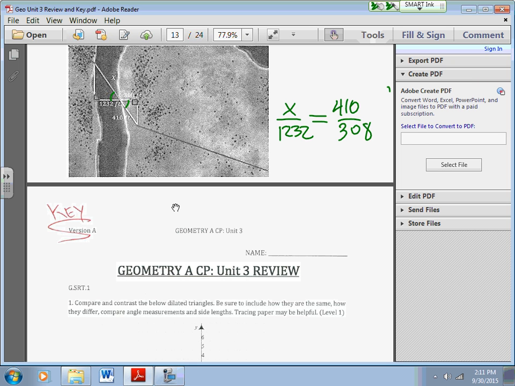We did have handouts that we did throughout the unit. The unit was fairly quick. Other than that, we're going to take the test.